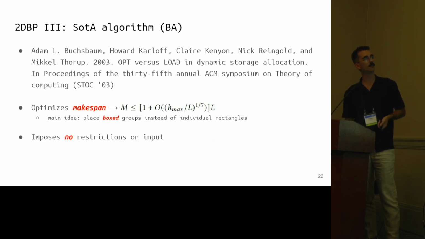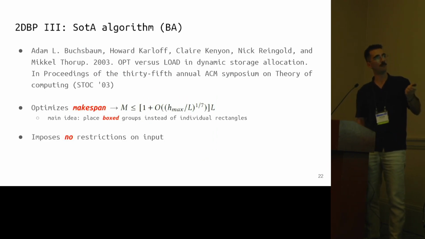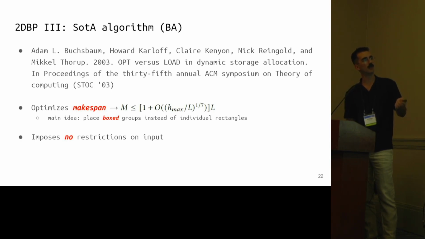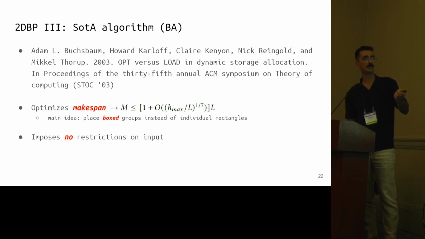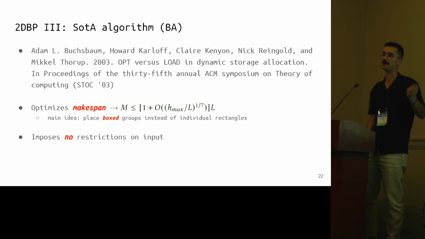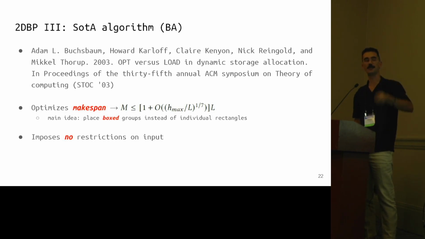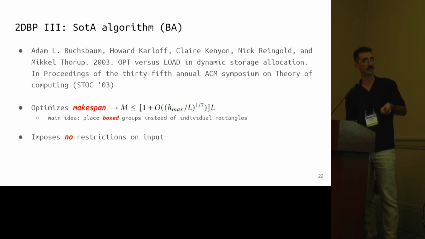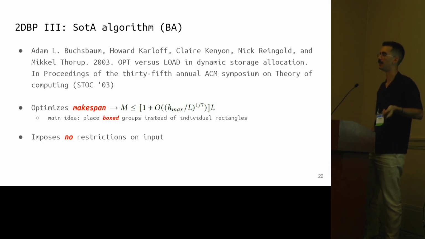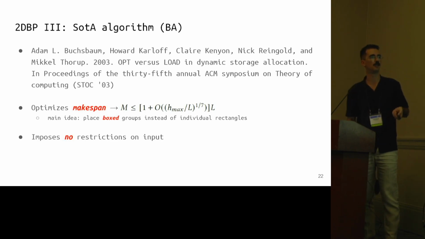As regards the algorithm that we implemented, we will dub it BA from now on. It was published in STOC in 03. It's by Adam Buchsbaum et al. It optimizes, like all algorithms in this family, the makespan of the placement, the totality of the address range used. And it gives a guarantee. It has an upper bound, which is defined by the maximum object size and the maximum amount of live memory, in the same sense that Robson's bounds also function.